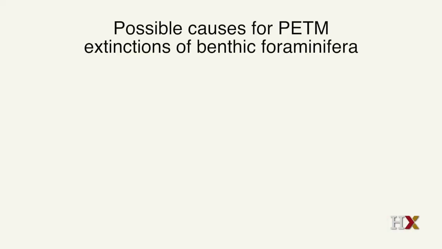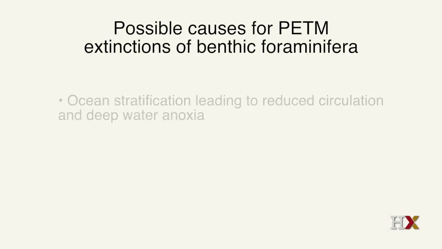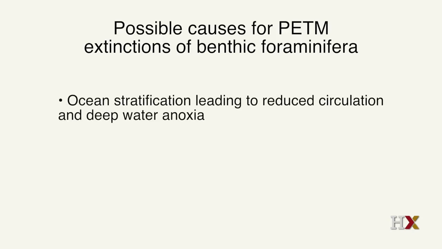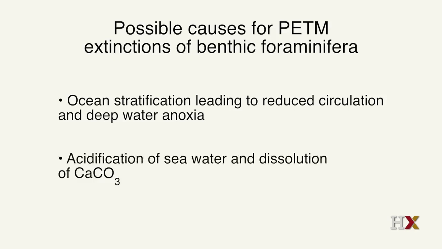One reason for this could be that the Paleocene-Eocene thermal maximum caused a big stratification in the ocean, that by heating up the surface of the ocean so quickly, it slowed down the circulation and caused an oxygen crisis in the deep water. Another possibility is that the acidification of seawater affected some of the benthic organisms in a large way, and that the dissolution of calcium carbonate was a difficult biological stress for these sorts of organisms.